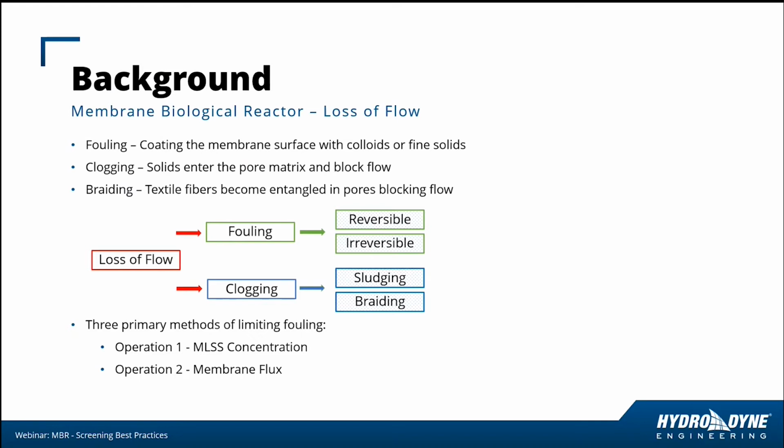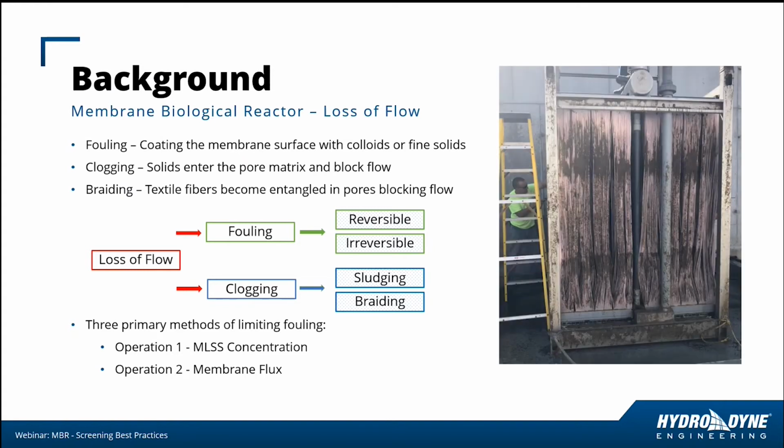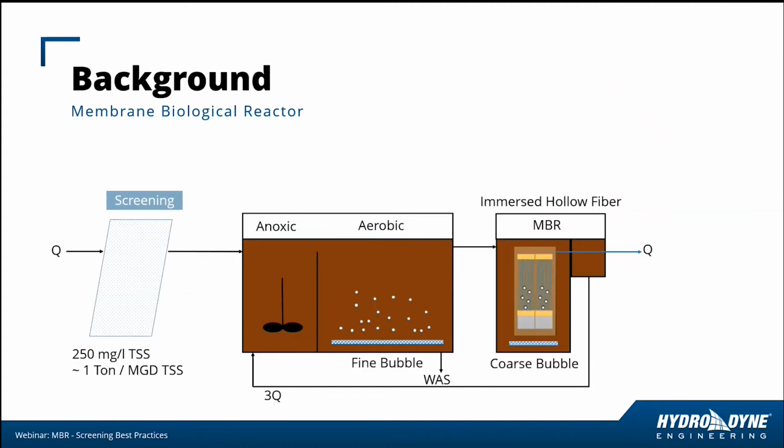There are three methods for limiting fouling, the first two of which are operational to the wastewater treatment. The third, which we're going to discuss today, is screening. You're looking at a fouled cartridge with this picture. This shows a combination of fouling, clogging, and braiding as that has occurred on the membrane surface and has to be physically removed. Looking at the process again, we have screening in front of the wastewater treatment process.